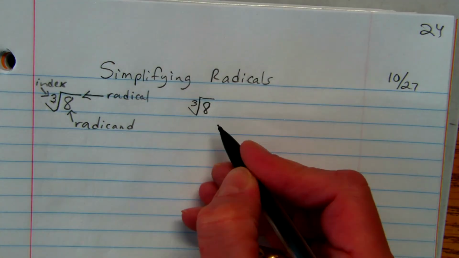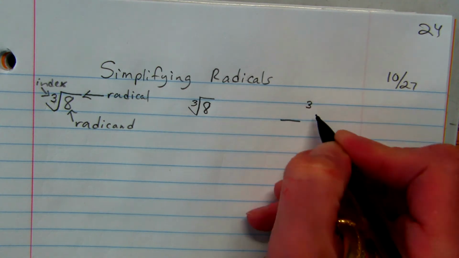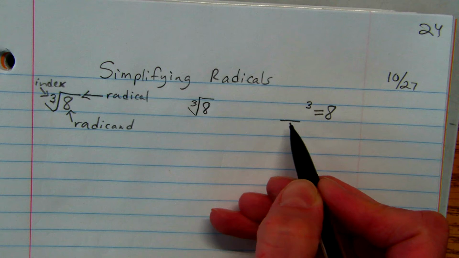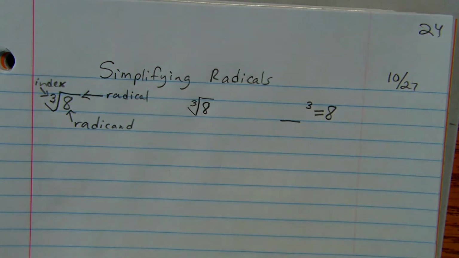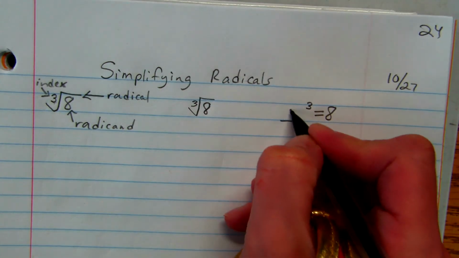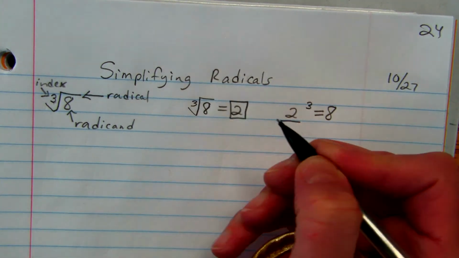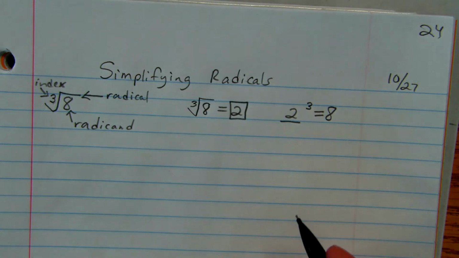So the cubed root of 8 basically means we have something that is being cubed, something to the third power, that equals 8. What number times itself would be 8? Yes? 2. So this would be 2 here, so that means the cubed root of 8 is 2. Okay, so this is something that we have done before, but it's a little bit interesting.